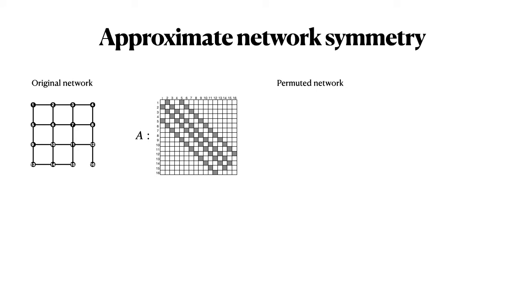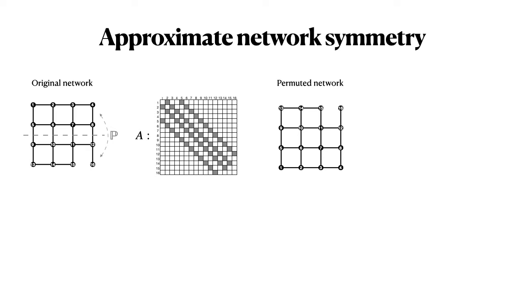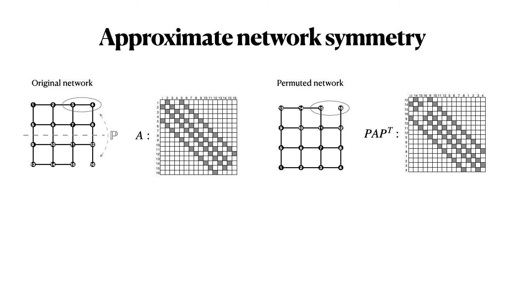So how do we measure approximate network symmetry? Here, for example, is a network that has a high level of approximate network symmetry but no perfect symmetry, and this is its adjacency matrix. Now let's do a node permutation for this network, which permutes the upper half of the network to its lower half. And here is the network after node permutation. Notice that one edge in the original network in the circle there is not preserved after the node permutation in the circle in the permuted network, because it doesn't exist anymore.